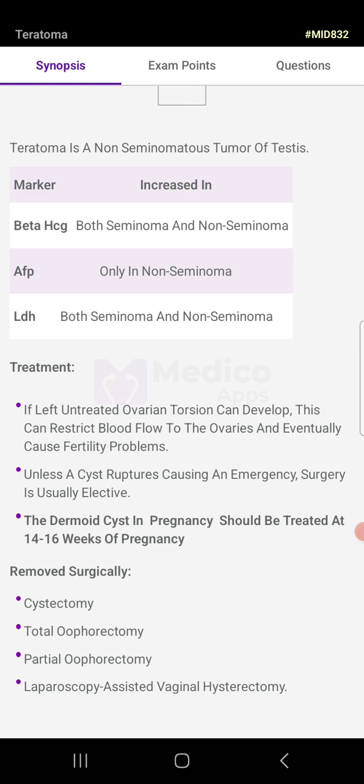If left untreated, ovarian torsion can develop. This can restrict the blood flow to the ovaries and eventually cause a fertility problem. Unless a cyst rupture causes an emergency, surgery is usually elective. The dermoid cyst in pregnancy should be treated at 14 to 16 weeks of pregnancy. Options include cystectomy, total oophorectomy, partial oophorectomy, and laparoscopy-assisted vaginal hysterectomy.